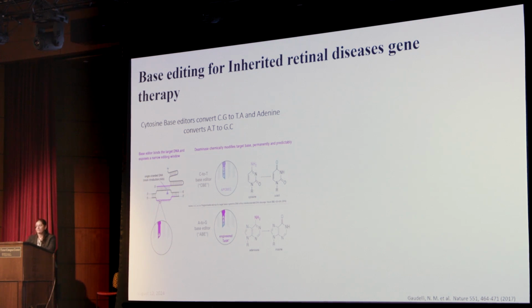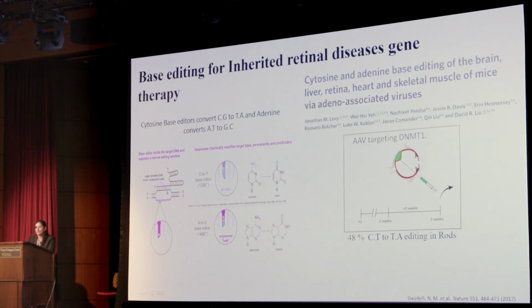Recently, there has been some advancement in treating inherited disease by base editing, which was developed by David Liu's group. There are two base editors. One is the cytidine base editor, which converts C to T, and the other one is the adenine base editor, which converts A to G. There are two important components in base editing. One is the deaminase, which will deaminate the base, and the other one is the nickase, which makes a nick. So the advantage of using base editing is that it won't make a double strand break.